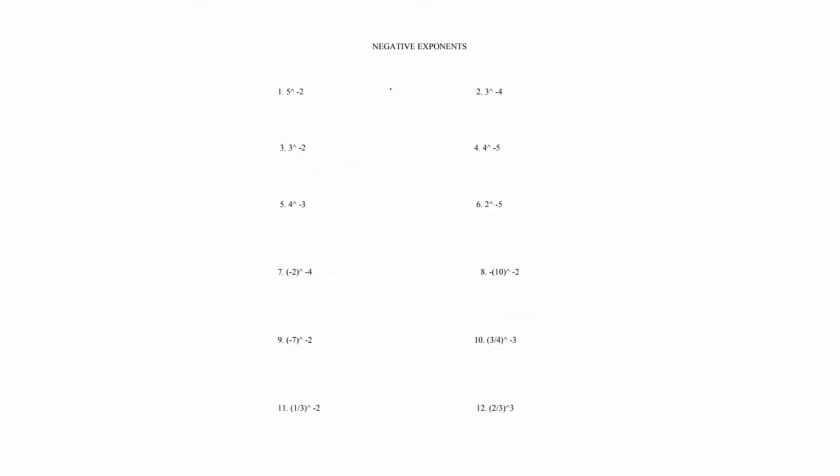Okay, so for this next section, it's negative exponents. And when you have a negative exponent, let's say it's x to the power of negative a. The negative basically means that you just put this all in the denominator, meaning that this is equal to 1 over x to the power of a. You move this to the denominator and get rid of the negative in the exponent.